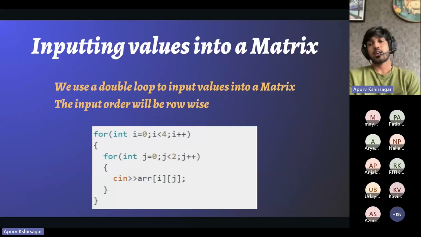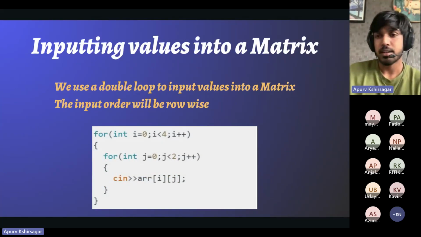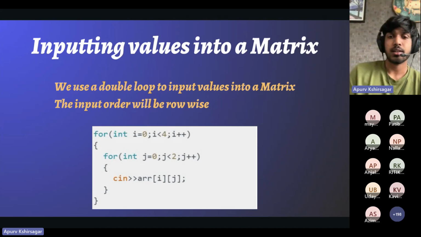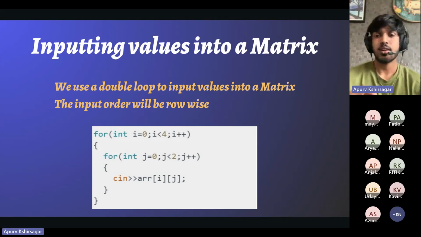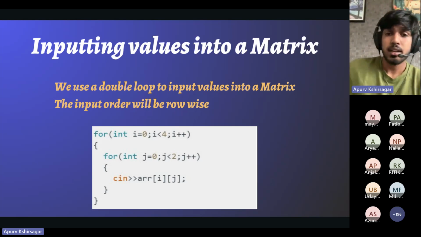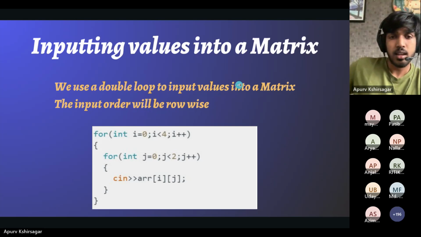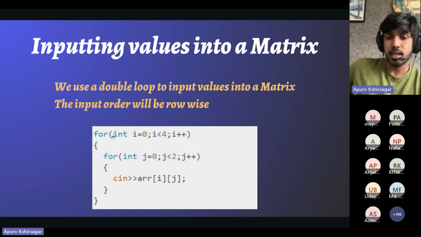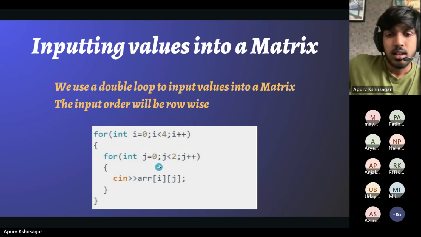Okay, so what if we want to input a matrix from the user? How will you do it? Now, as I have told you before in the definition itself, it is a 2D array or 2D container. So we define it in a 2D container way. Like as you can see in this code, we have used one for loop and inside the for loop, I've used another for loop and then inputted it.